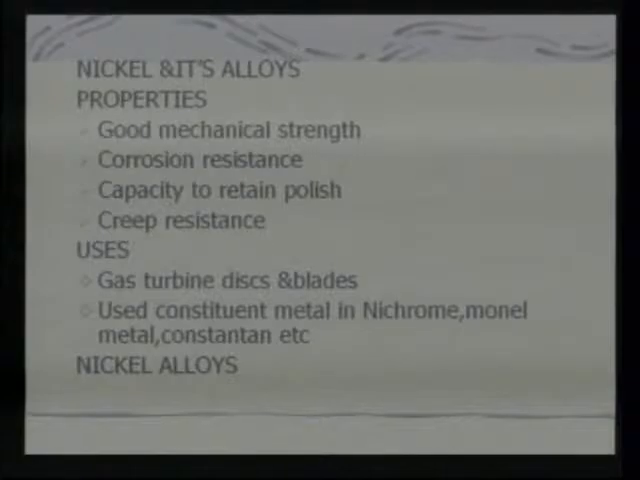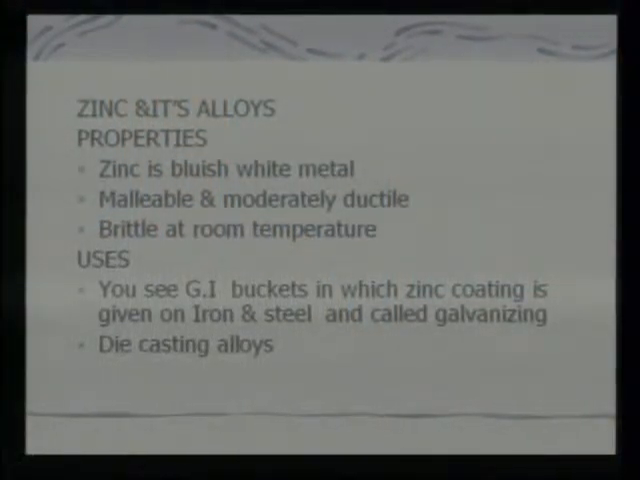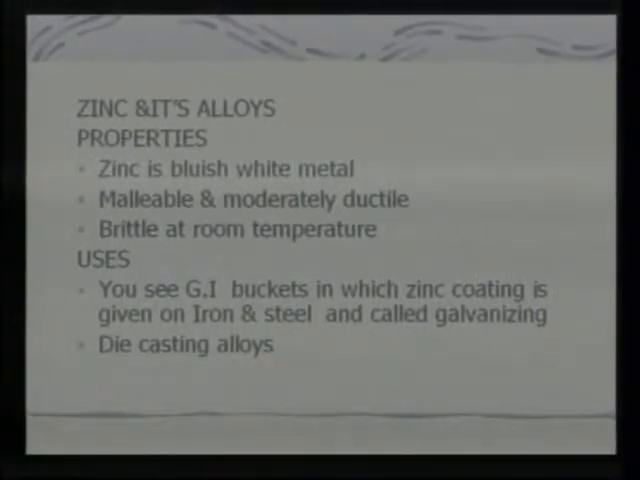Next, Monel metal, Constantan, etc. To conclude this, nichrome, an alloy of nickel, chromium, iron, is used as heating element as you have seen. Zinc and its alloys, the properties are like this. Zinc is a bluish white metal, malleable and moderately ductile, brittle at room temperatures. That is, brittleness means this will not give sufficient deformation before its failure when it is subjected to load.